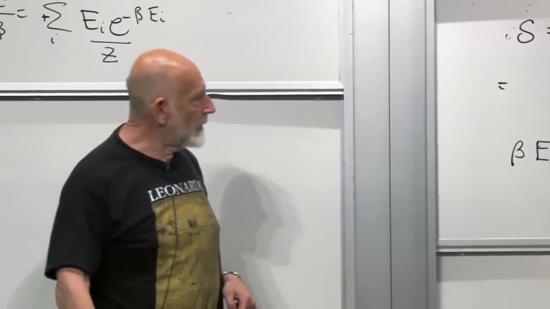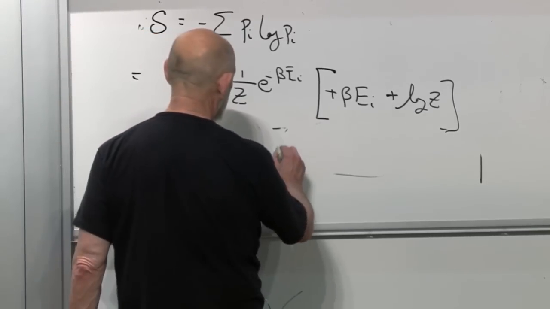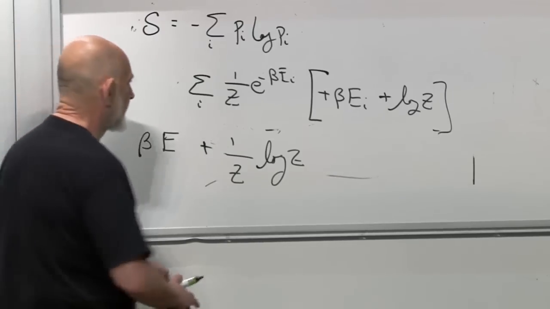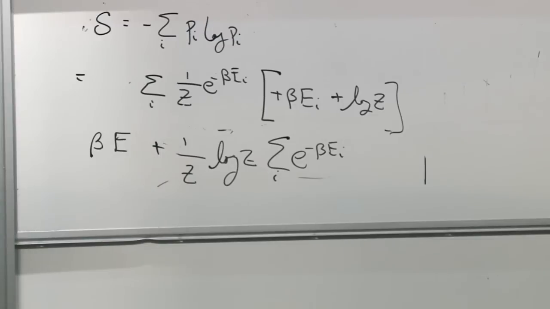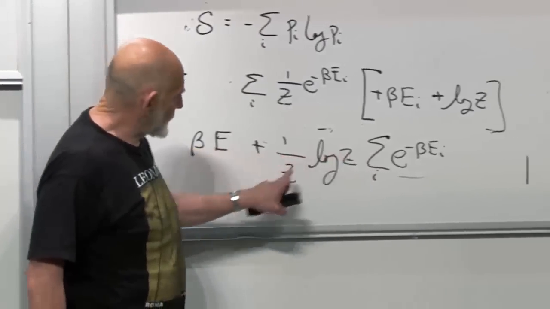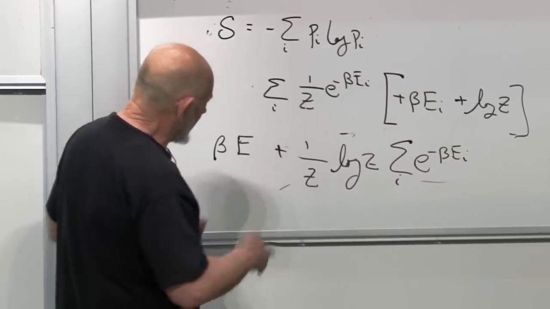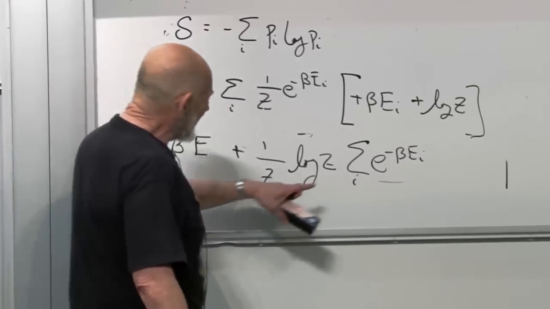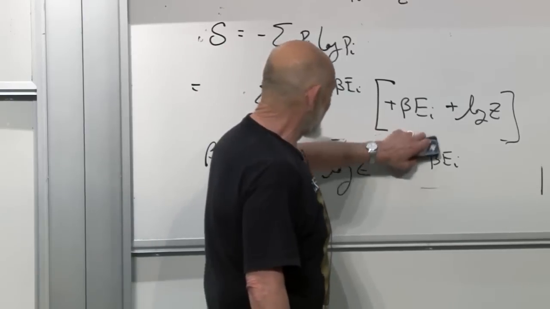Okay, good. Now let's look at the second term, plus 1 over Z, log Z, and then the sum over I of e to the minus beta e sub I. What is the sum over I of e to the minus beta e sub I? That's Z. So this Z just cancels this Z. Now, there's a lot of fancy gymnastics here. At some point you go on autopilot, and you just do some mathematics until you find a formula that you like. Here we have the sum over I of e to the minus beta e sub I equal to Z. That cancels this Z. And now we have a formula that I like.